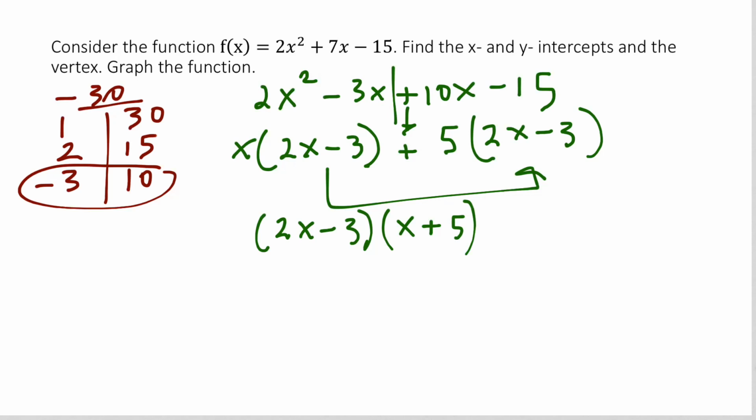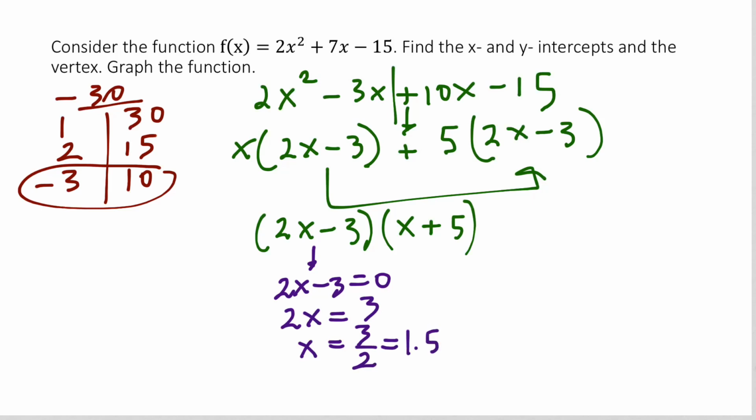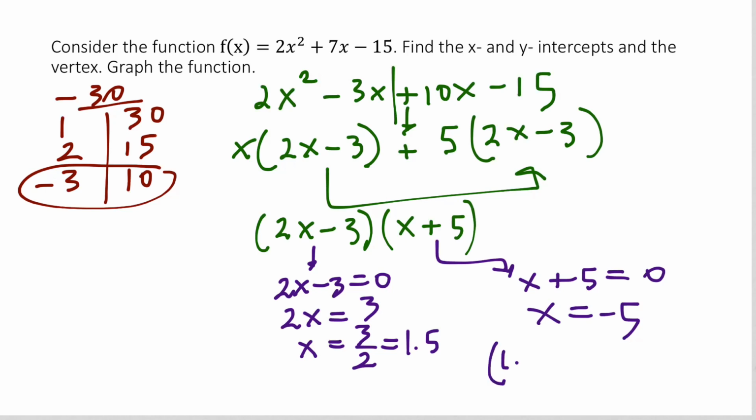So since it's factorable, we can easily get the x-intercepts. So from the first one, I've got 2x minus 3 equal to 0, which is 2x is equal to 3, which is x is equal to 3 over 2, or it could be written as 1.5. And then from here we've got x plus 5 is equal to 0, or x is equal to negative 5. All right, so our x-intercepts are (1.5, 0) and (negative 5, 0). Those are our x-intercepts.